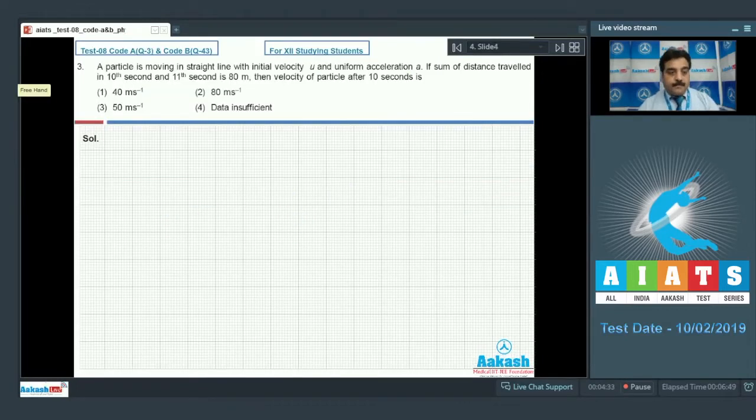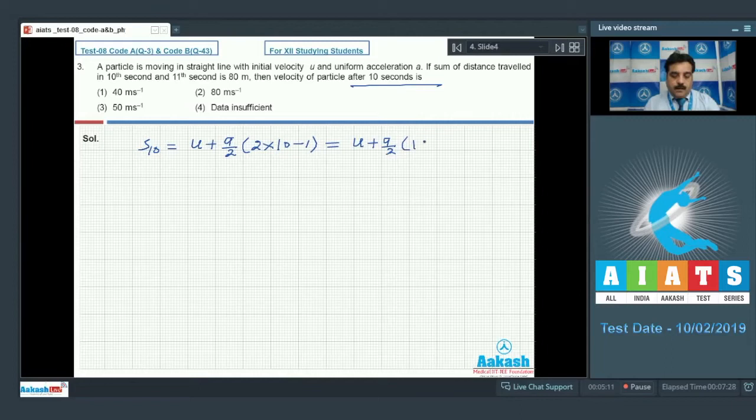In question number 3, a particle is moving in a straight line with initial velocity u and uniform acceleration a. If the sum of the distance traveled in the 10th and 11th second is 80, then what is the velocity of the particle after 10 seconds? You know the formula for the nth second: u plus a by 2 into (2n minus 1). So for the 10th second, S10 is equal to u plus a by 2, 2n, where n is 10, minus 1, that will give you u plus a by 2 into 19. This is my equation number 1.